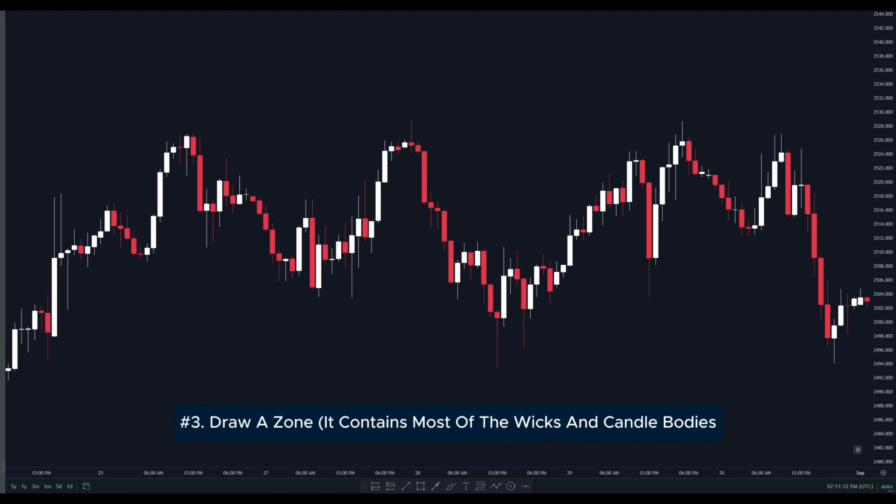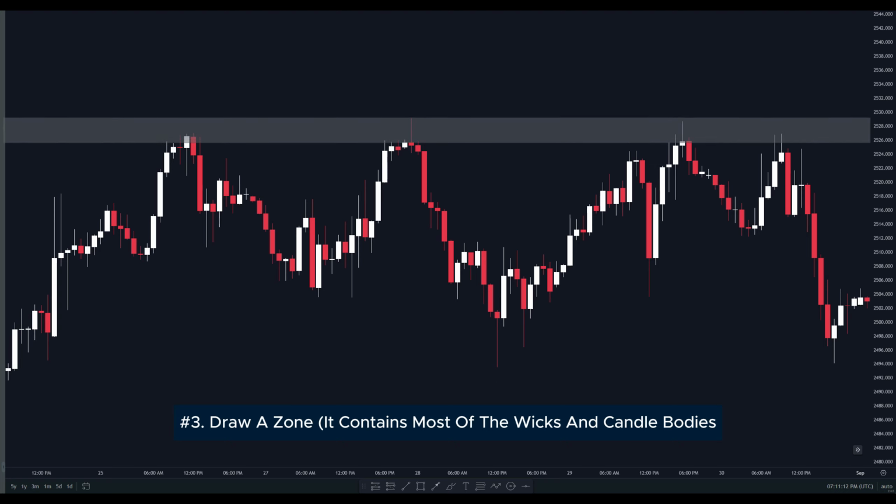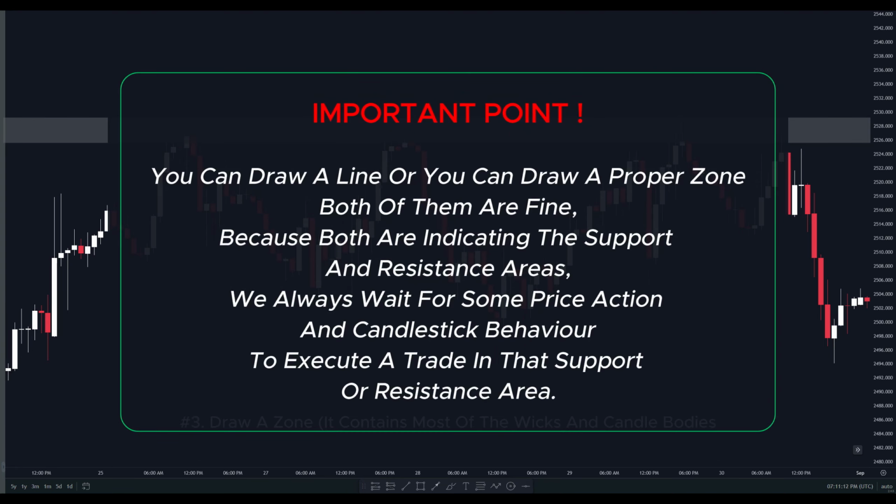The third way is to draw a zone to highlight support and resistance. When you draw a zone, sometimes the candle wick will connect, and sometimes the body will connect to the zone. Here's an important point. You can draw a line, or you can draw a proper zone. Both of them are fine, because both are indicating the support and resistance areas. After highlighting these zones, we always wait for some price action and candle behavior to execute a trade in that support or resistance area.